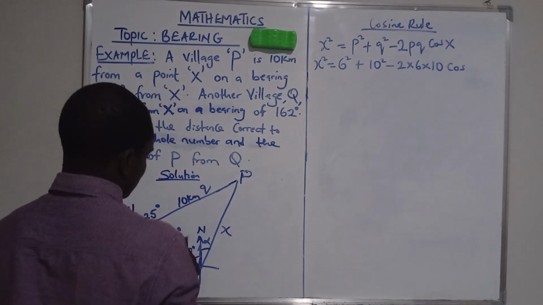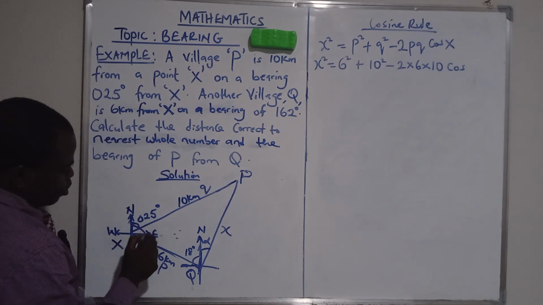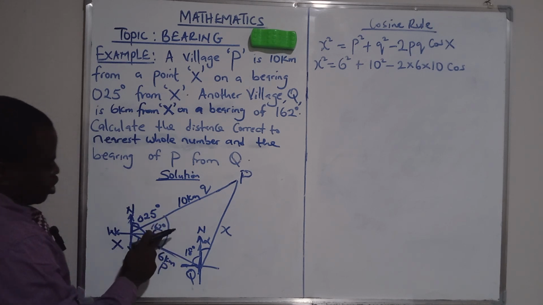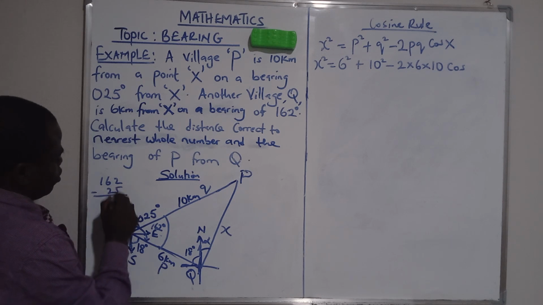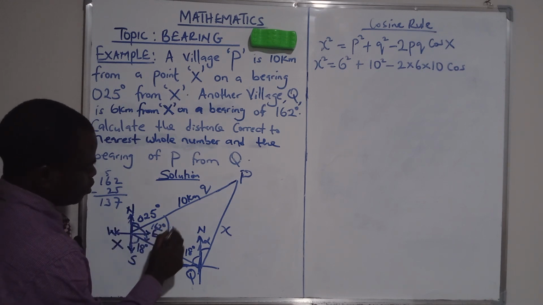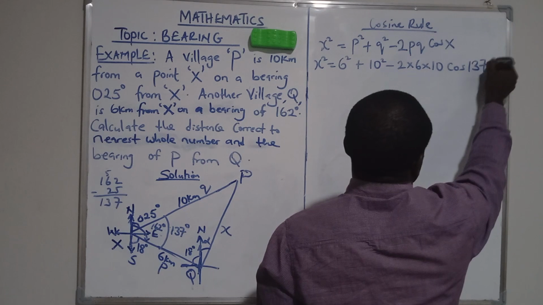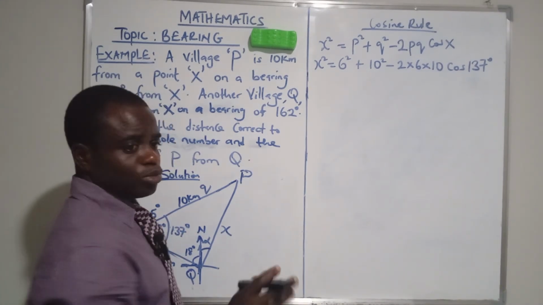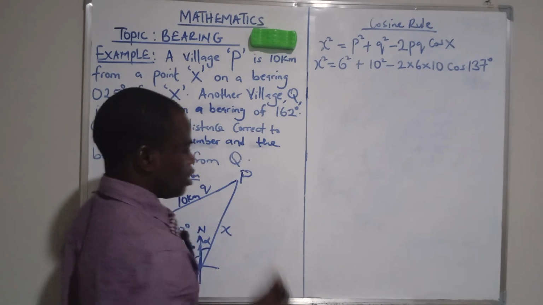The angle now, let's look for the angle. This 162 from here is 162 degrees. The angle now will be 162 minus 25. That's 137 degrees. Cos 137 degrees. If we are using a four-figure table and you don't have a calculator, you can still solve it, but if you have a calculator you can press cos 137 directly.